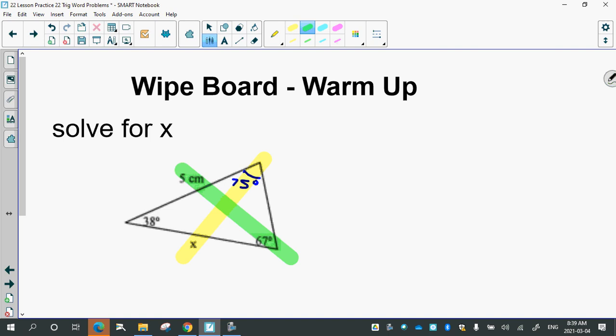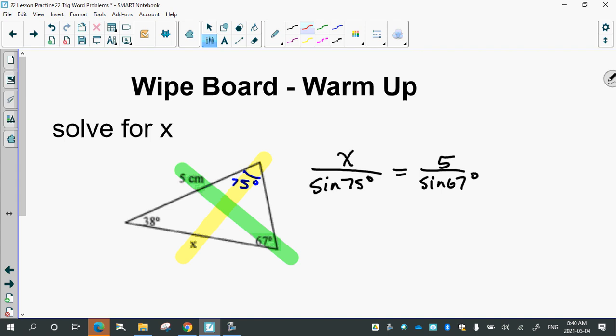Okay, so we want to put what we want to find on top. It's a side. So x over the sine of its opposite angle, according to the sine law, is equal to the side we know over the sine of its opposite angle. So either this way or the 5 over sine 67 equals x over sine 75. How many people have that equation? Okay, good.